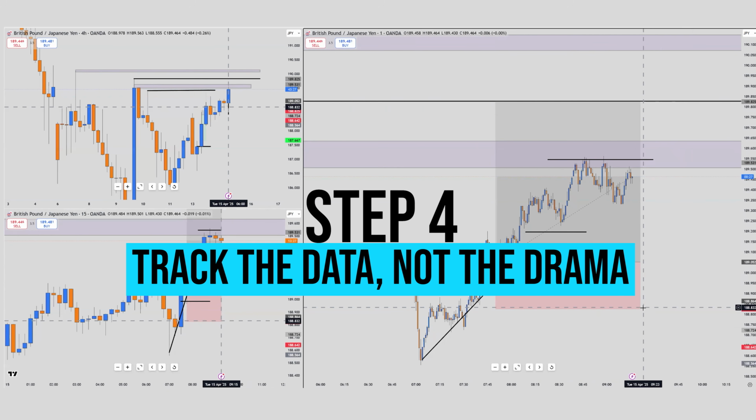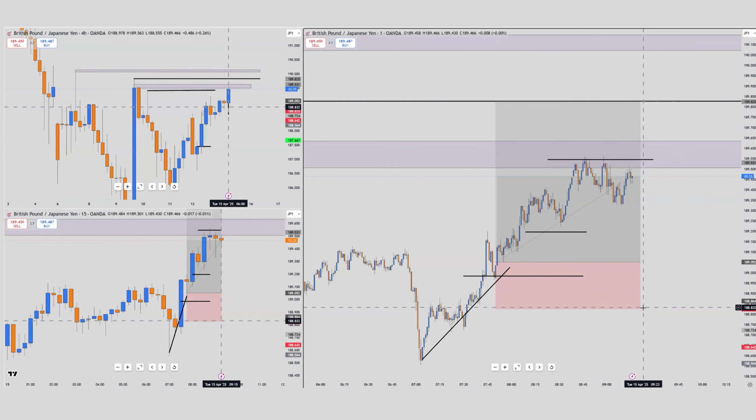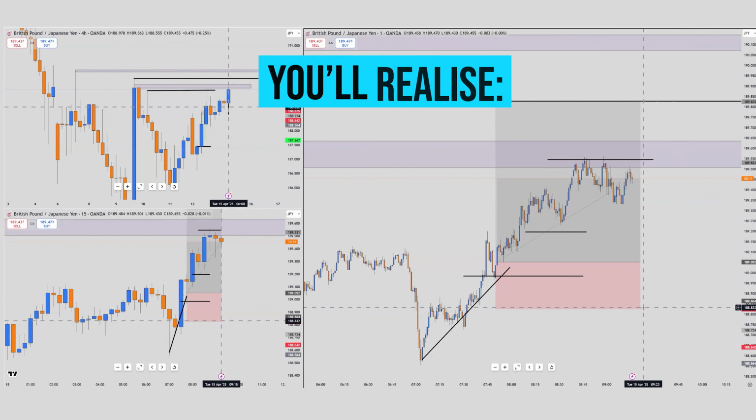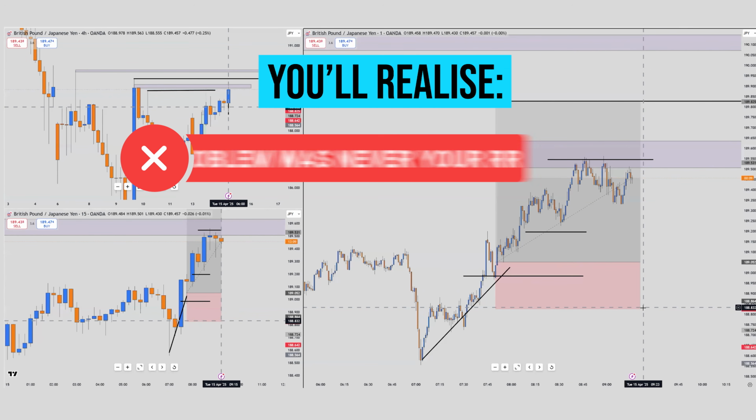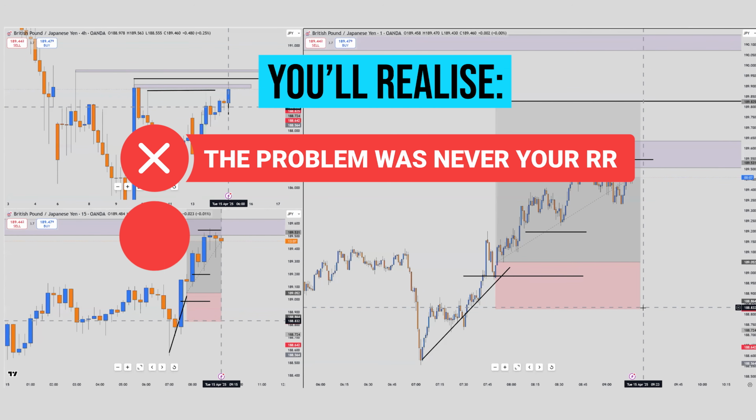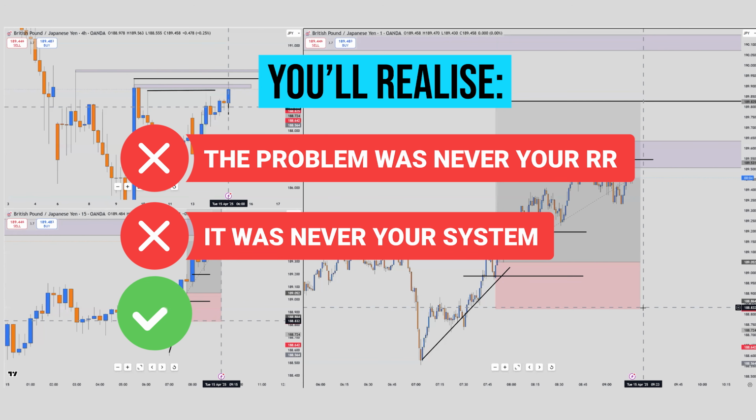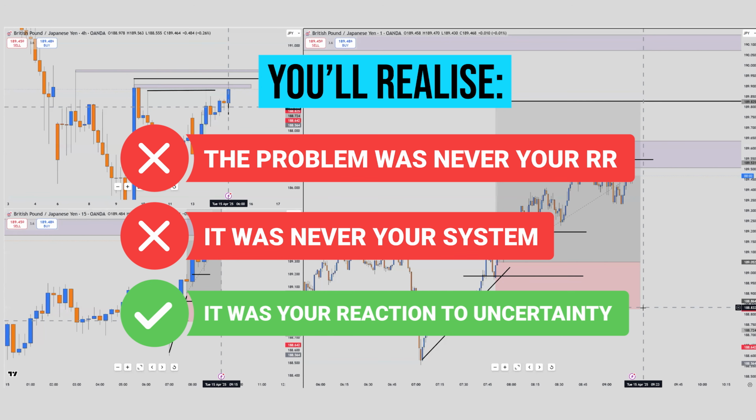And that's the next thing, right? You want to gain confidence in your setups, well, then you've got to stop reacting emotionally. You've got to start tracking the results of the trades where you held to your original stop, you let your targets get hit, and you didn't interfere. And then you're going to start to realize the problem was never your risk to reward. It was never your system. It was your reaction to uncertainty.